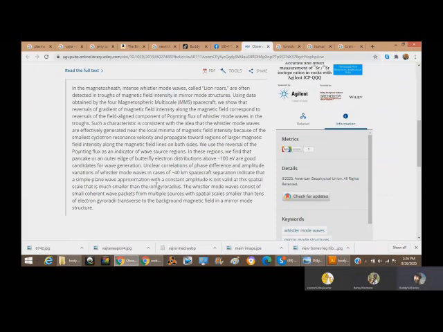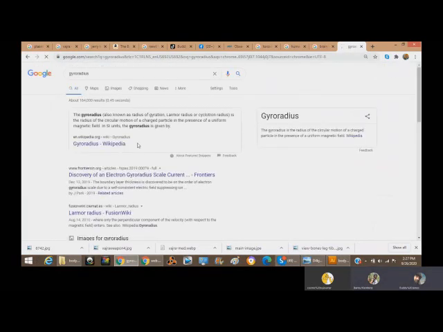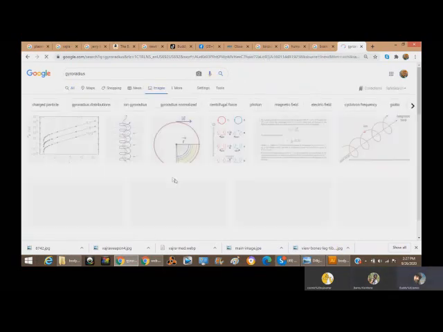Gyro radius. So we're going to look that up because I've been slacking on my word of the day lately. Copy, paste. The gyro radius, also known as radius of gyration, Larmor radius, or cyclotron radius, is the radius of the circular motion of charged particles in the presence of a uniform magnetic field. I knew this was important because, boom, where's the butterfly shape?